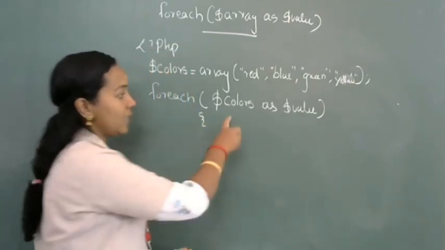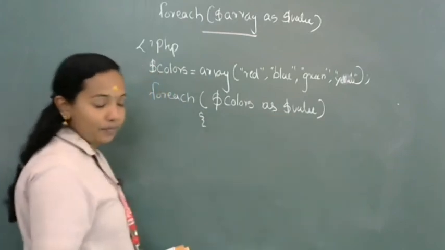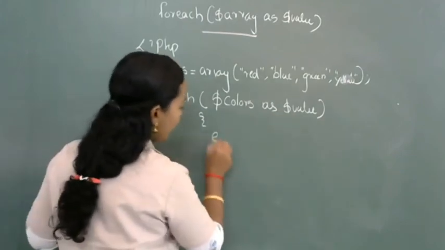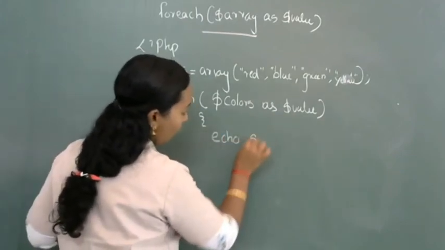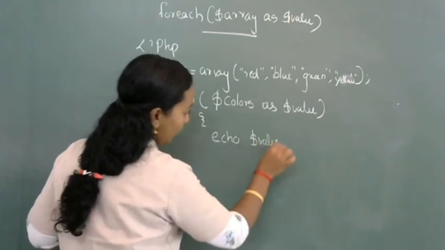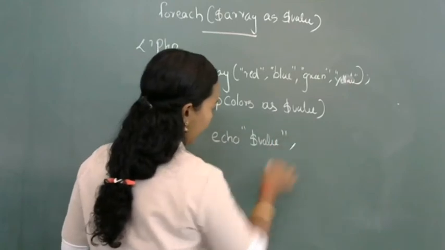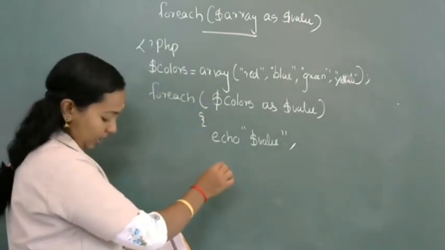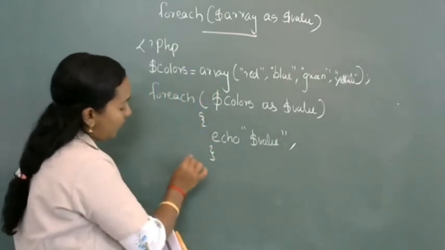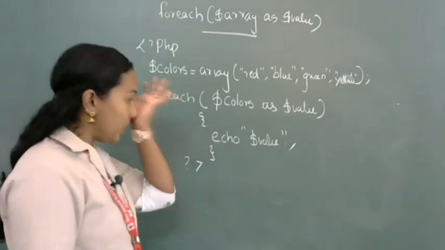$colors as $value, this is the condition. Then open the bracket, echo $value in double inverted commas, semicolon. After that close the bracket, close the PHP tag.